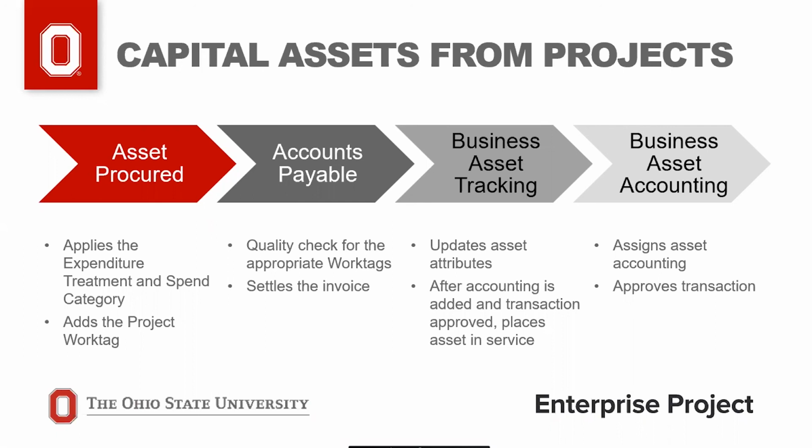The business asset tracking specialist reviews project transactions, adding any necessary attributes such as the serial number. The asset accounting is reviewed and the asset placed in service. Once placed in service, the depreciation will begin using the accounting treatment prescribed.